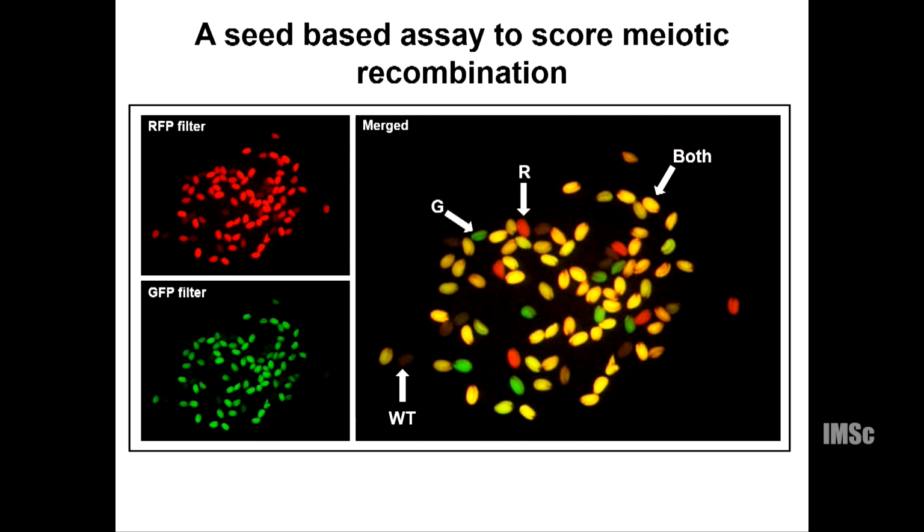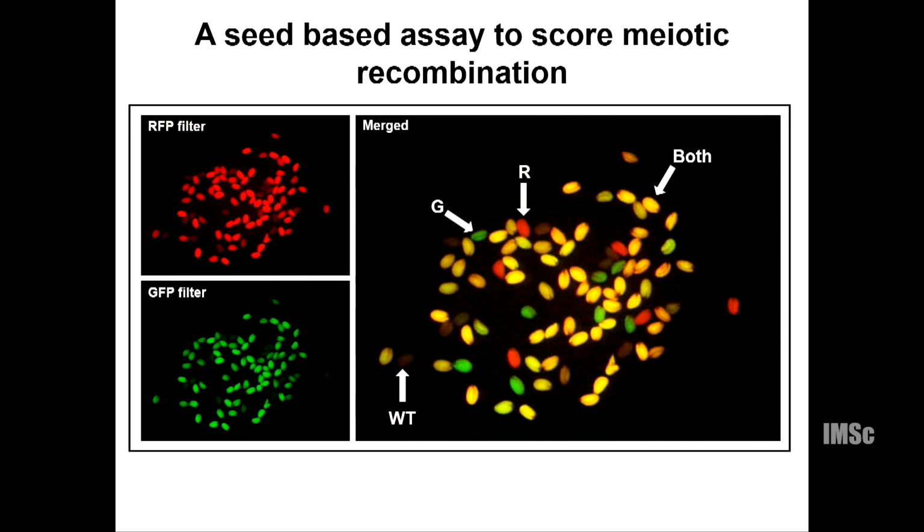Then, for example, you visualize the same set of seeds under an RFP filter and a GFP filter. If you look at the green, this green is not reflected here. This red is not reflected in this portion here. So based on the fraction of red only and green only, you can estimate the meiotic recombination.